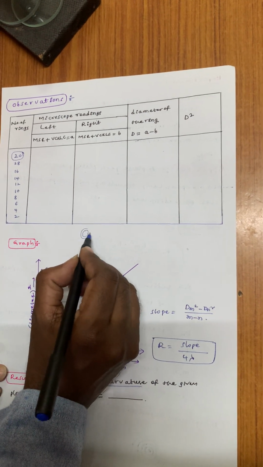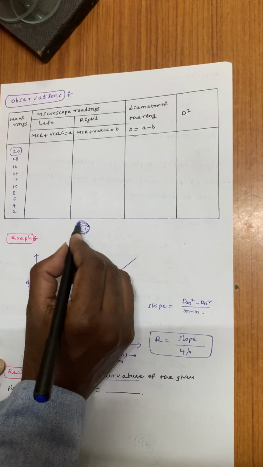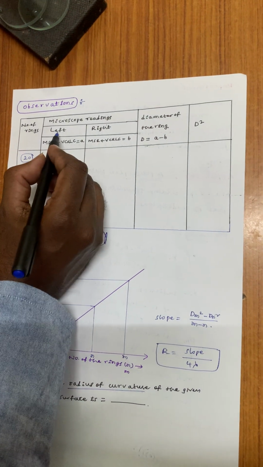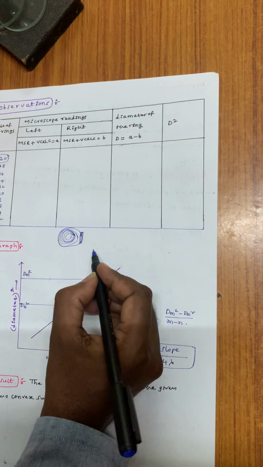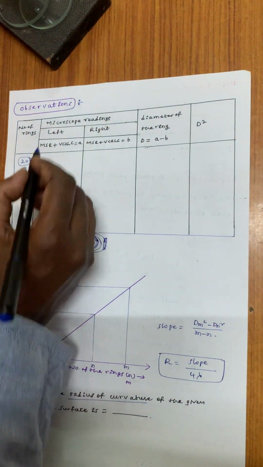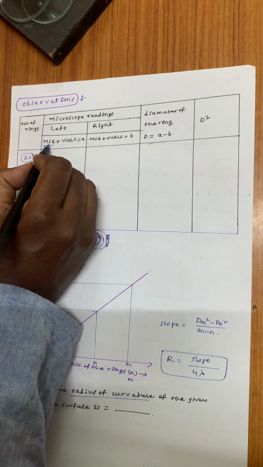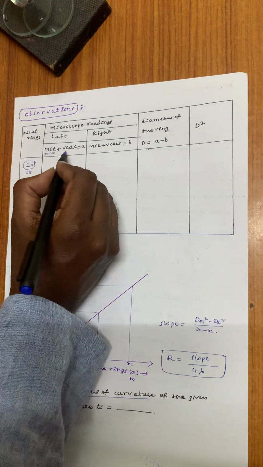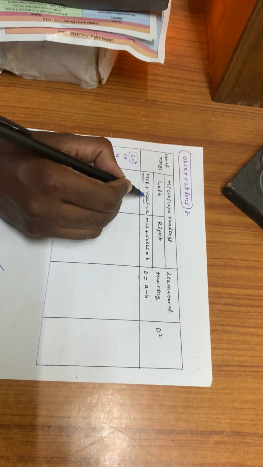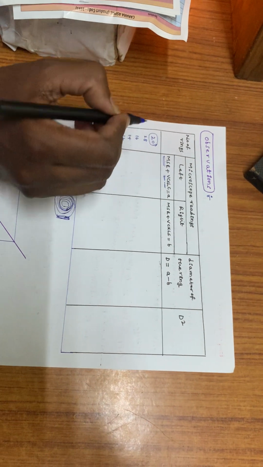Suppose you have to take 1st reading, 2nd reading, 3rd reading, 4th reading, 5th reading, and so on up to the 20th reading. So this is the left side, and this is the right side. For the left side 20th reading, you have to write the MSR, the main scale reading of the traveling microscope, the least count of the traveling microscope, and the vernier coincidence of the traveling microscope.